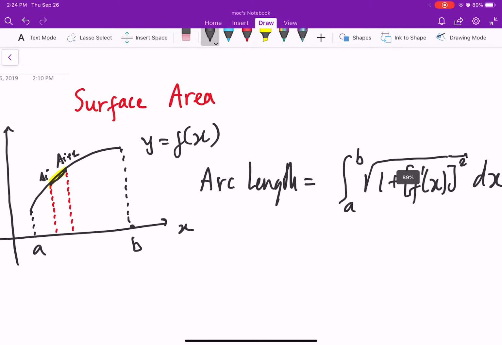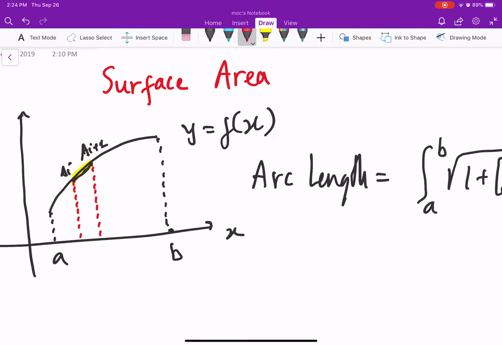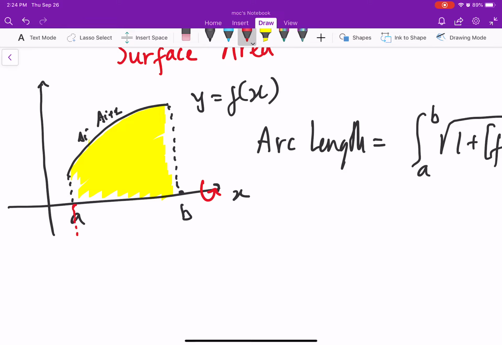All right, now let's use this idea to find the surface area. Now let's say I will rotate this region. Let me clear this, and then we have some region here. That is our region. I rotate this region about the x-axis, and I will get some solid region. We know how to find the volume of this solid region using the disk method, and now we want to find the surface area of this.